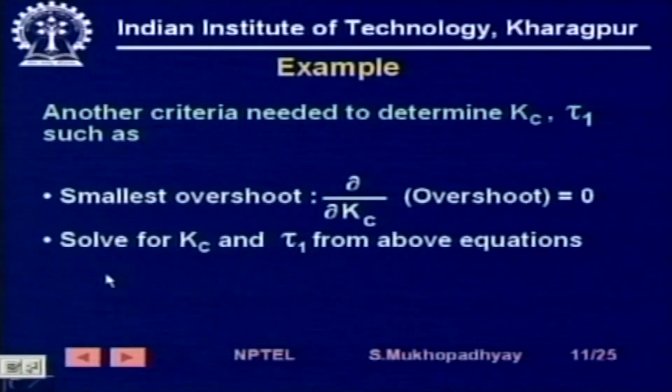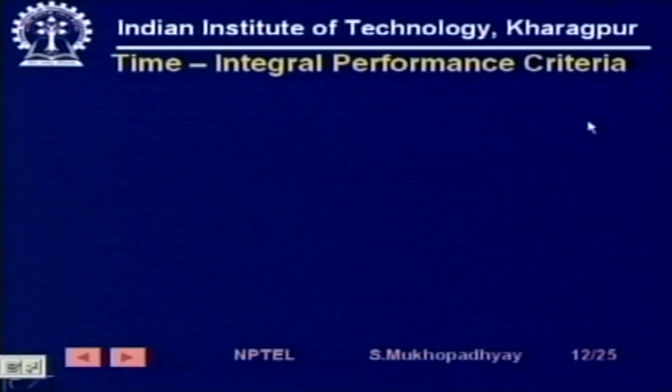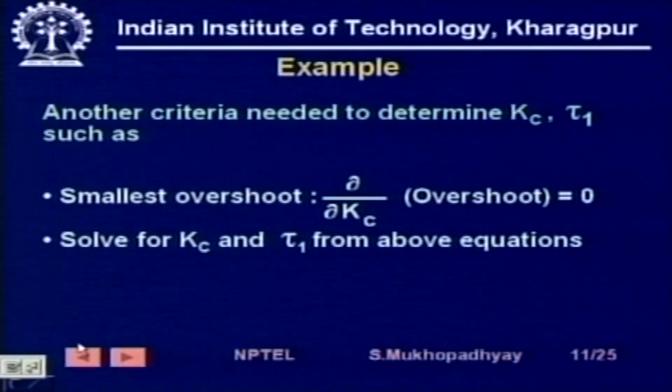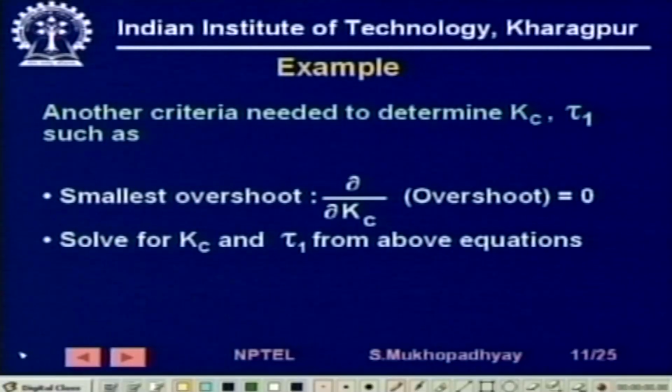For example, if we consider in addition, we have another criterion needed to determine Kc. I am sorry about this one. So I need another criterion, and I could use various kinds of criteria. For example, one criterion I could choose is the smallest overshoot. I will choose that value of Kc which, for a given value of T1, gives me the minimum overshoot.